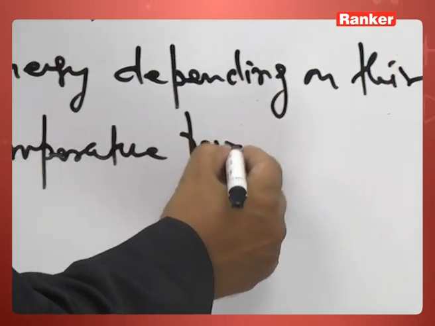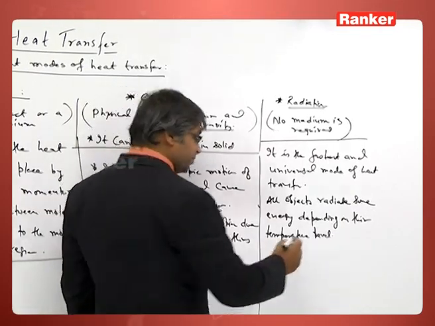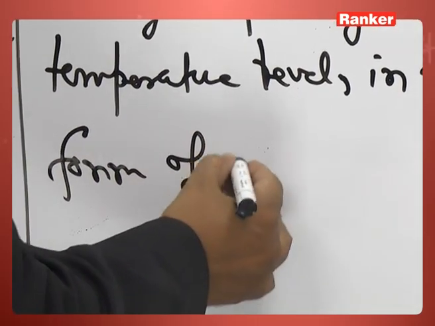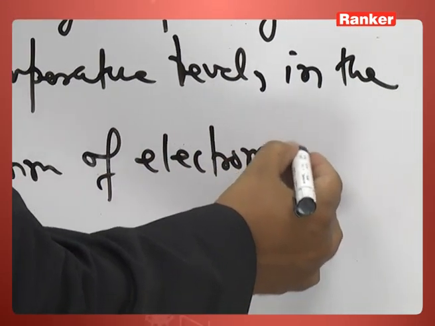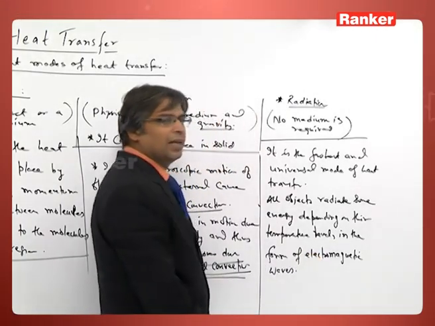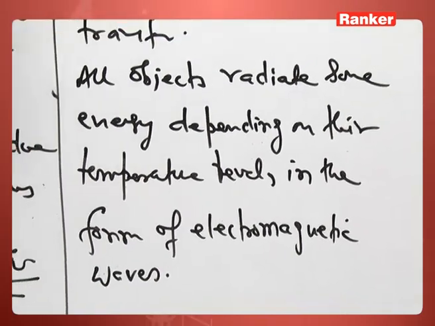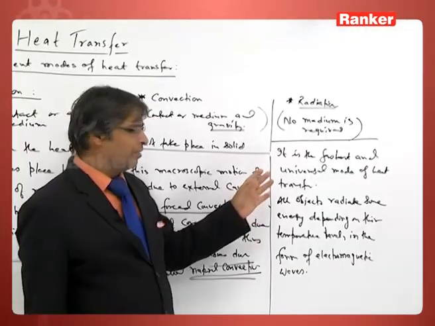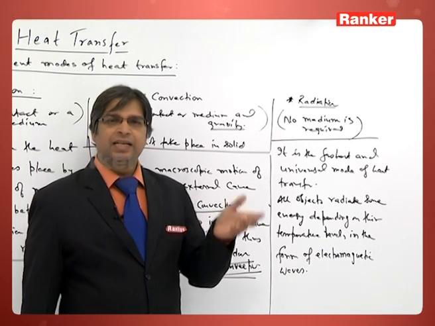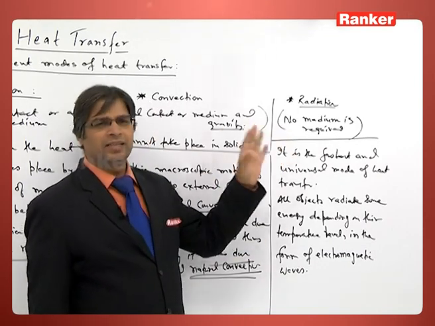Higher the temperature, higher will be the radiation; lower the temperature, lower will be the radiation, in the form of electromagnetic waves. These waves, like light, travel with the speed of light. That is why they can reach from one region to another at a very fast rate, and this is universal. That means it happens inside solid, inside liquid, inside gas, even if there is no physical medium.